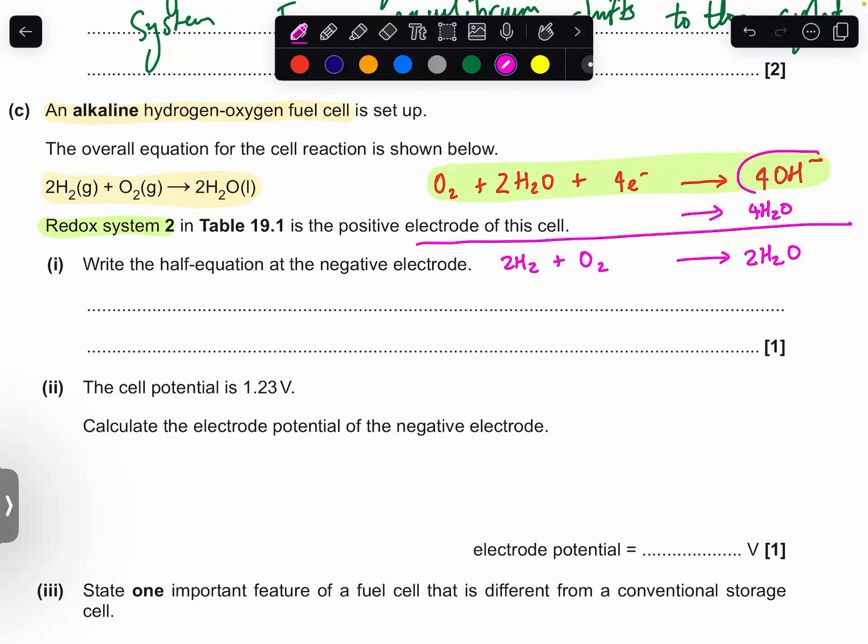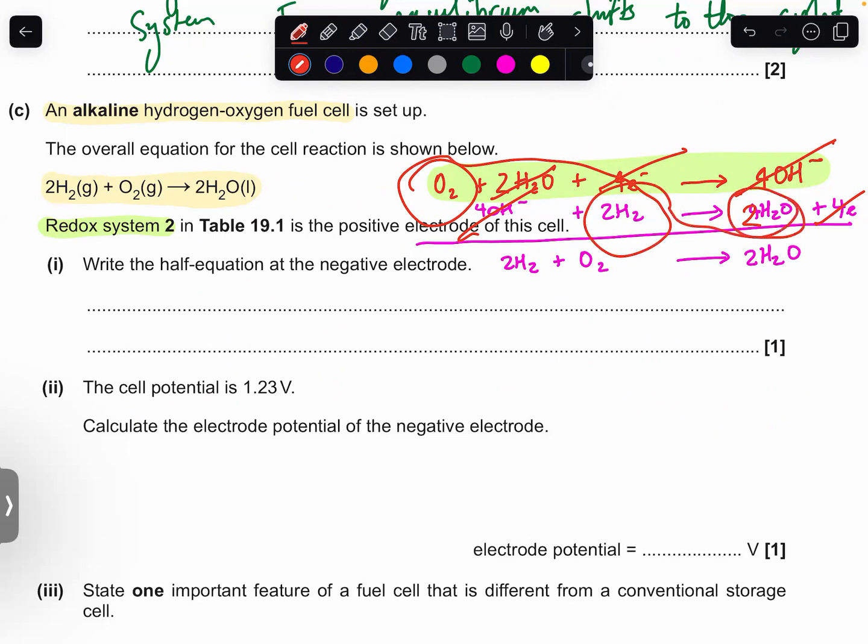Now, if you've got 4 hydroxides here, they need to cancel out, so we need 4 OH minus here. We need 4 electrons on the other side. And that would leave us with the hydrogens, 2H2. Let's double check, does this work? The hydroxides cancel out, the electrons cancel out, and the 2 waters cancel out. You've then got O2 plus 2H2 to give you 2H2O, which supports the overall equation. Yep, I'm going to go with that.